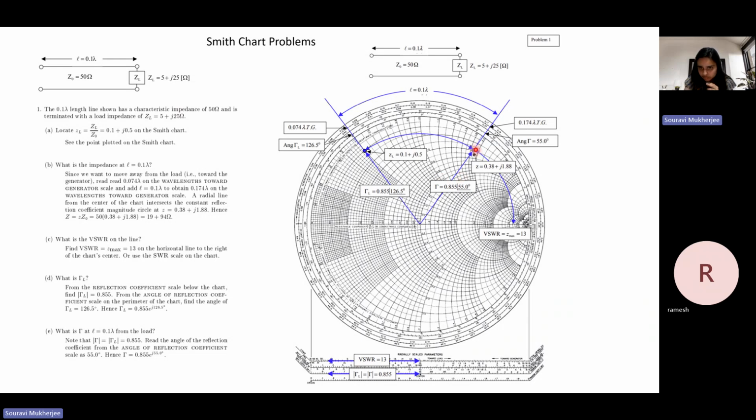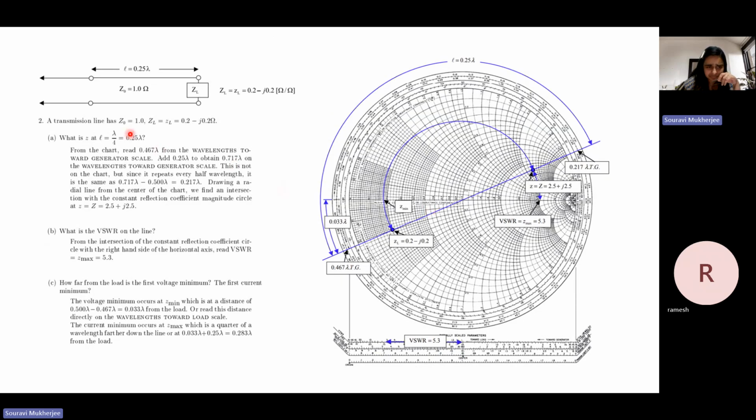While here at the end, that is 0.1 lambda distance away, there again the magnitude remains the same, but now the phase is 55 degrees, right? So that's how you can use the Smith chart to solve this kind of problem. Okay, so there can be similar problems like here.